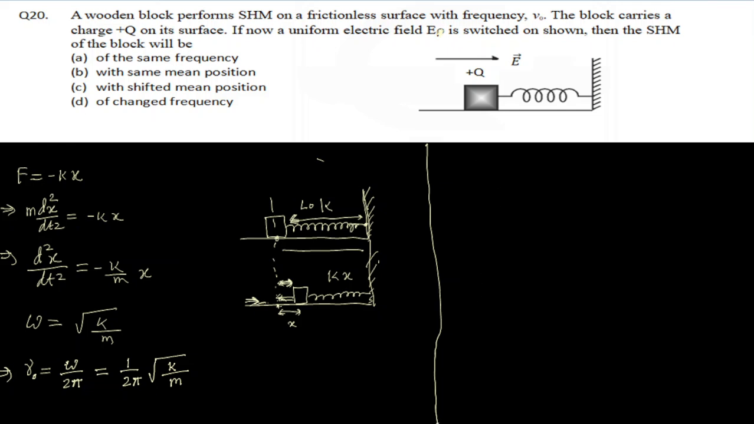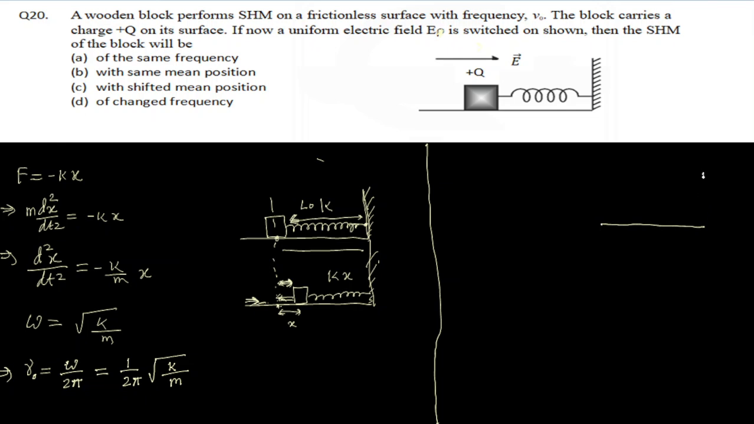Now in the second case, it is written here that this block is carrying a charge plus Q, and we'll turn on a uniform electric field E, towards the right. So again, let me draw a figure first.